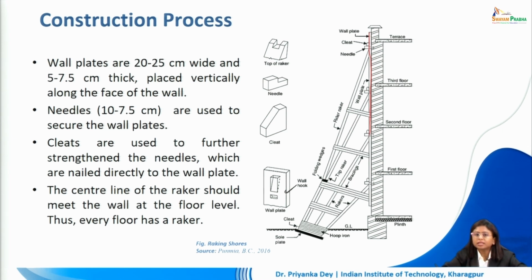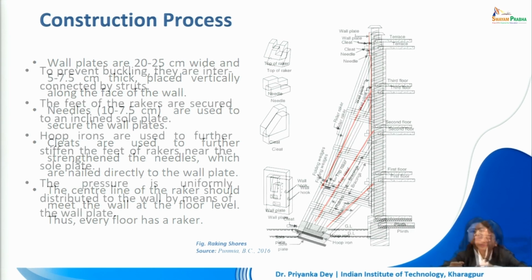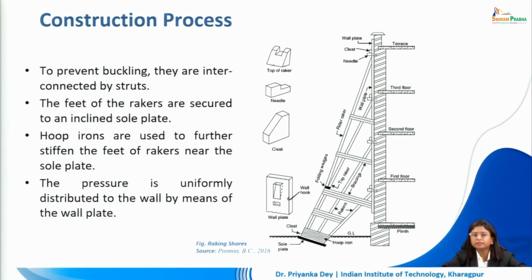Now, the center line of the raker should meet the wall at the floor level. So, if you see the rakers in the figure, you will see that they are meeting at the various floor levels. To prevent buckling, they are interconnected with struts and braces. The feet of the rakers are secured to an inclined sole plate. So, if one sees the figure carefully, the sole plate is slightly inclined. It is not placed exactly horizontally into the ground.